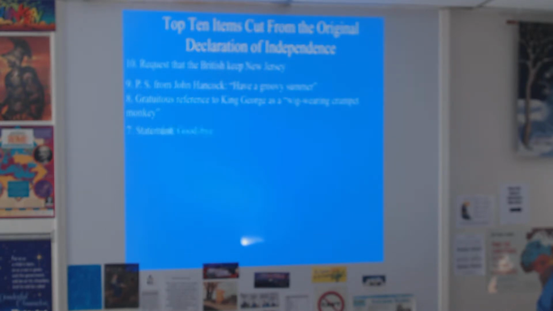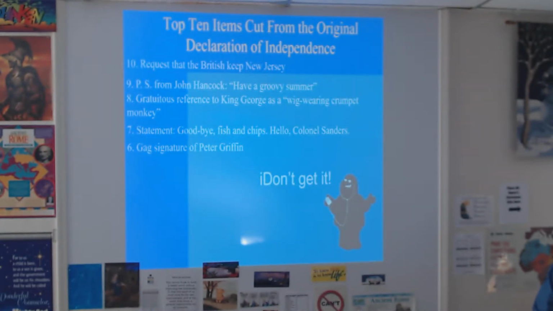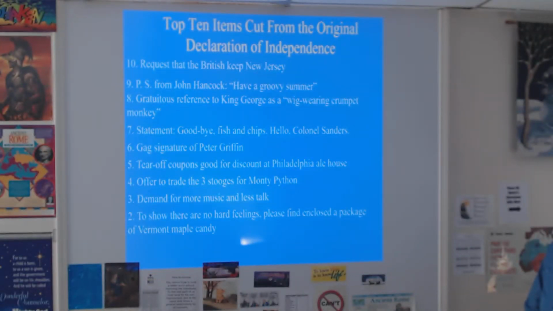Number 7. The statement, goodbye fish and chips, hello Colonel Sanders. Number 6. A gag signature of Peter Griffin. I don't know how that got there. Number 5. Tear off coupons good for a discount at the Philadelphia Ale House. Number 4. Offer to trade the Three Stooges for Monty Python. Number 3. A demand for more music and less talk. Number 2. To show there are no hard feelings, please find enclosed a package of Vermont maple candy.